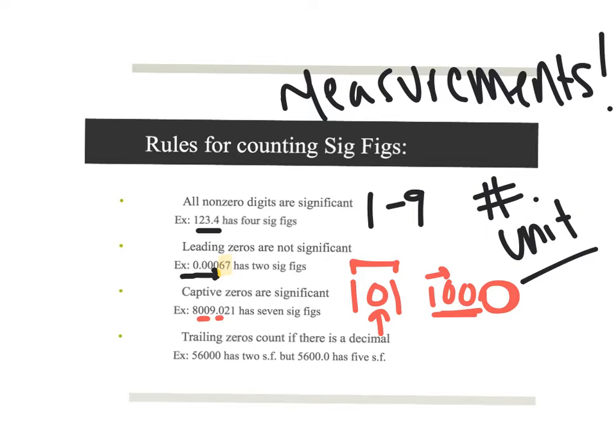Okay, and your trailing zeros are only going to count if there's a decimal. So here, if I have 56,000, or similar to our example of 100 over here, those last three zeros are not going to be significant because there is no decimal. But if I add that decimal right there, then all of the zeros become significant because they all follow a non-zero digit. I understand these rules can be kind of confusing. You may want to rewind the video at this point, go back and take a look. Okay, let's look at some examples.